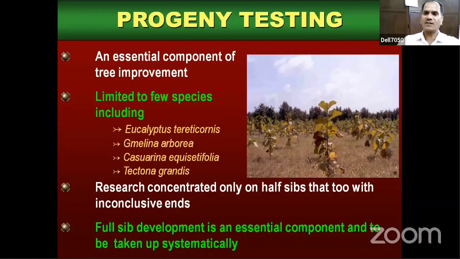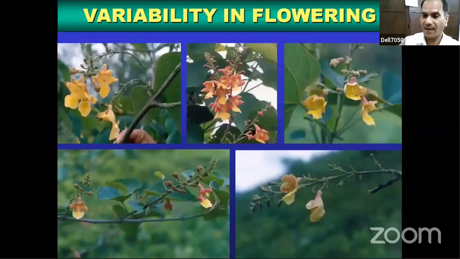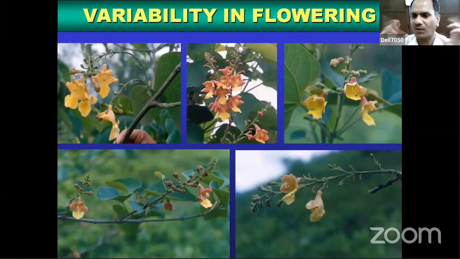Then progeny trials, as I said, you have to collect seed from those plus trees, grow them individually, put them in the trial, and then see their performance individual by individual, progeny by progeny, and that gives you so much information that you really feel thrilled. And I have given the theoretical aspect earlier. Let's take a few examples of variability, and how it matters.